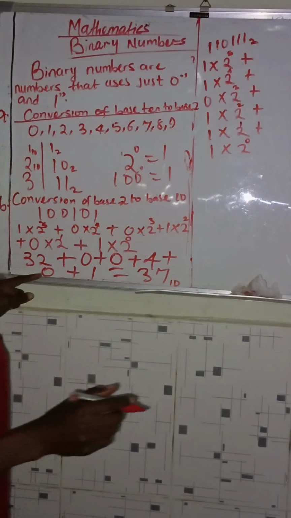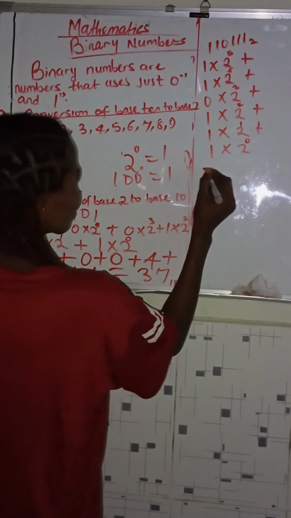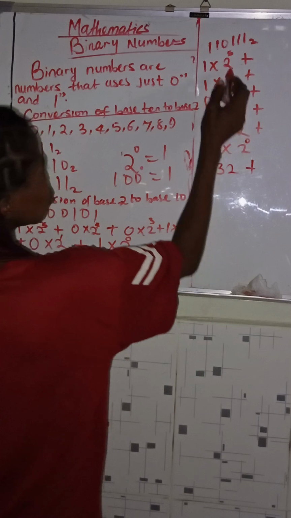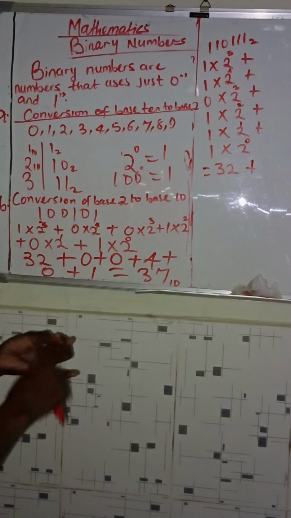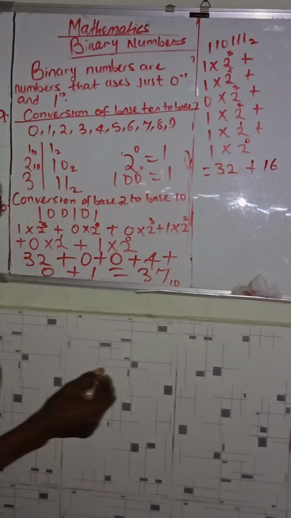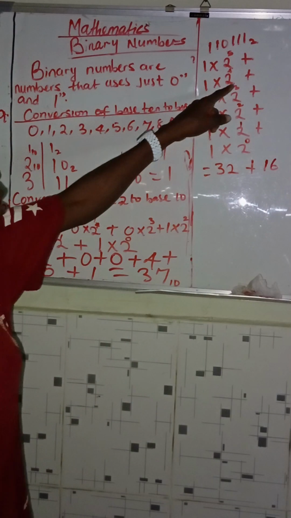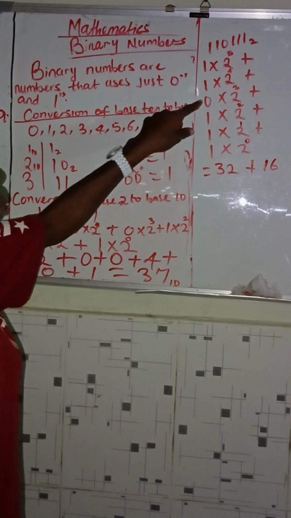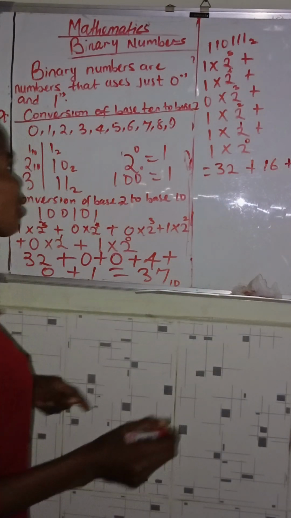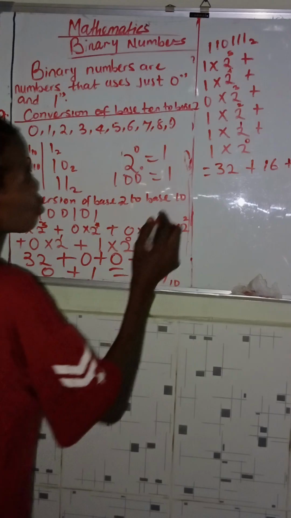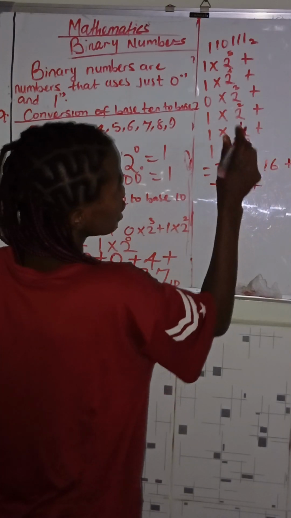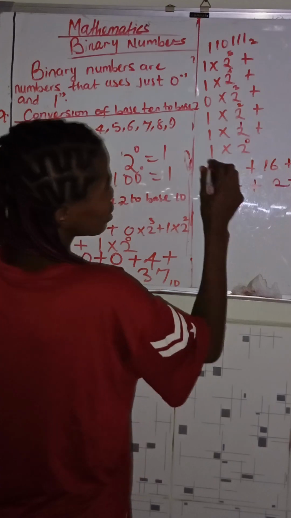2 raised to the power of 5. We already established that. That is what? 32. Plus 2 raised to the power of 4. 2 times 2 times 2 times 2, and that is 16. All right. And 2 raised to the power of 3 is 8. But there's a 0 here. Everything turns to a 0. And then 2 raised to the power of 2, that's plus 4 plus 2 and plus 1 is here.